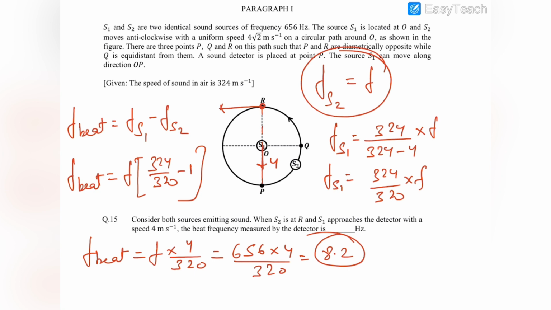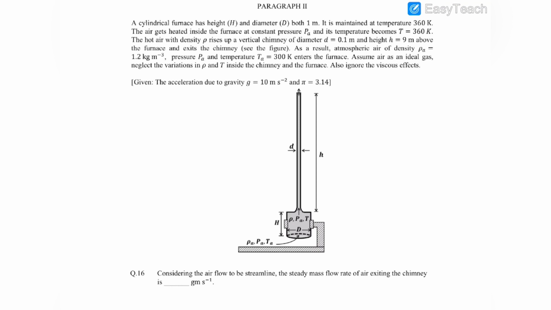Now we move on to the next question. In this question, you can see that there is a furnace in which air is entering from this inlet at a pressure of Pa, density of air is rho A and temperature is Ta, and this air is heated in the furnace to the density rho, at constant pressure P. The diameter and the height of this furnace are given, and the temperature, in fact, is 360, which is the final temperature, and the air which is entering the furnace is at a temperature of 300.